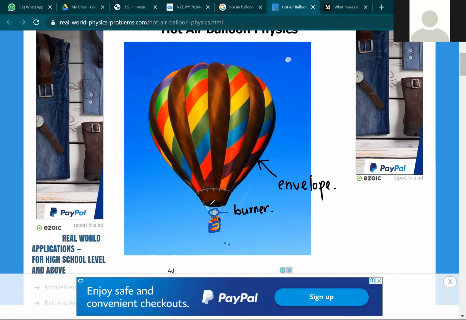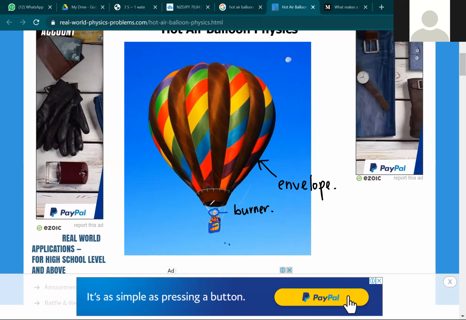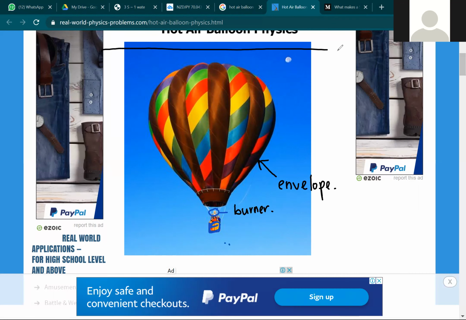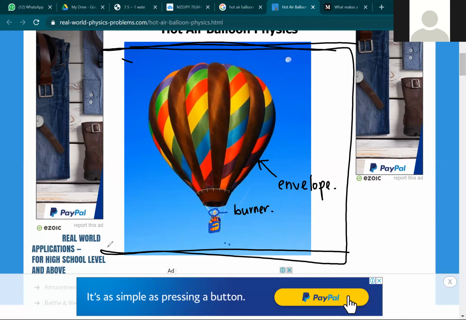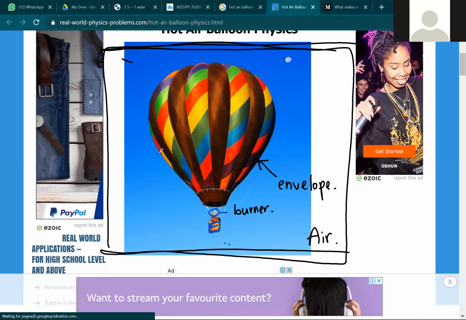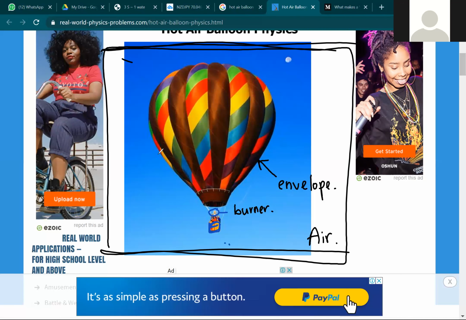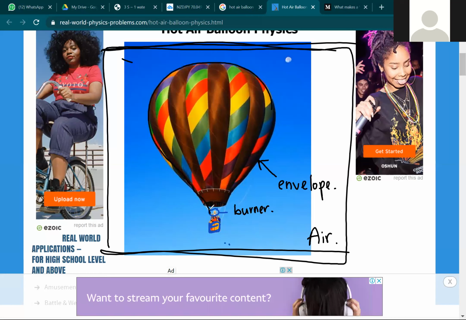Now, how does it work? Let's say the air surrounding it, you just imagine the air surrounding it is like water. This whole thing is immersed in air, right? I draw this black square. So this is air, just like an object immersed in water. Since it is immersed in the region of air, it displaces air particles, okay? So the volume of air particles being displaced is the volume of this envelope.